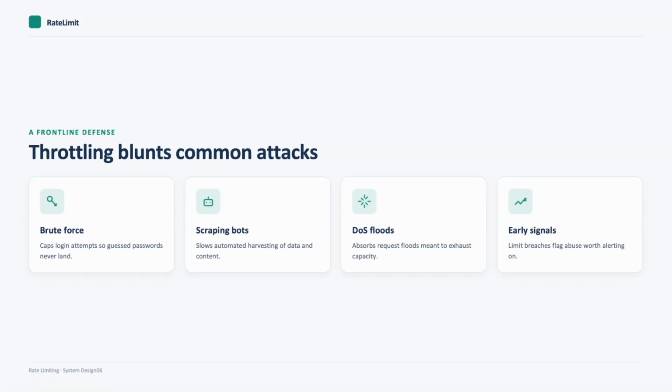Rate limiting is also an important security layer. It slows down brute force login attempts, reduces large scale scraping, and limits abusive traffic before it reaches your application. Repeated limit violations can also act as early warning signals for suspicious activity.